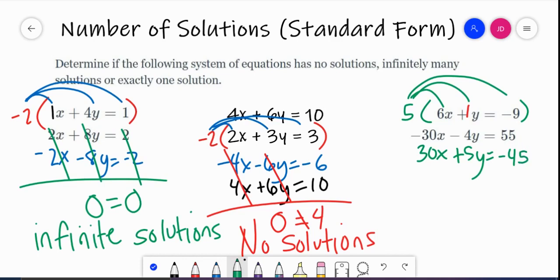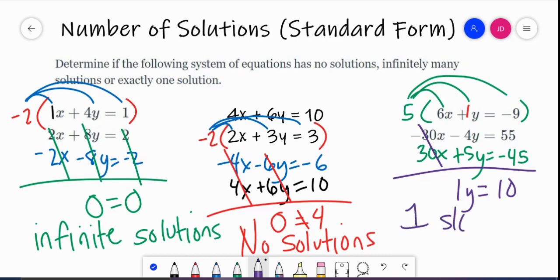Let's see. These eliminate. Ooh, -4y plus 5y is 1y. So those don't eliminate. 55 minus 45 is 10. So you do get a solution here. So this one, you do get one solution. You'll have at the end an x and a y.